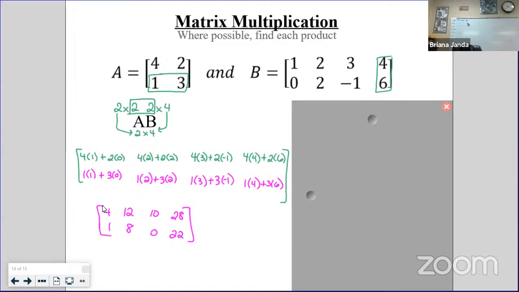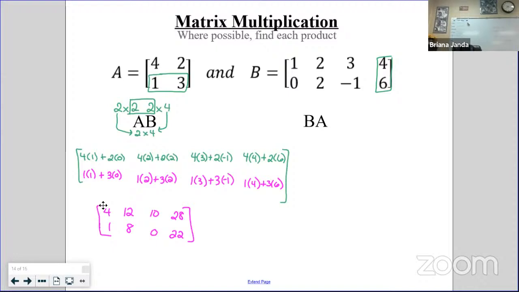And just like we saw on the last page, if I were to flip that order, it will impact my answer majorly on this one, because if I ask you to do B times A, can't do, right? So you're shaking your head. Because B is a 2 by 4, and this is the first time we're going to see this, A is a 2 by 2, and as I check, they don't match, right? Which means it is not possible. Because those two inner numbers of our order do not match, we can't even multiply them together.